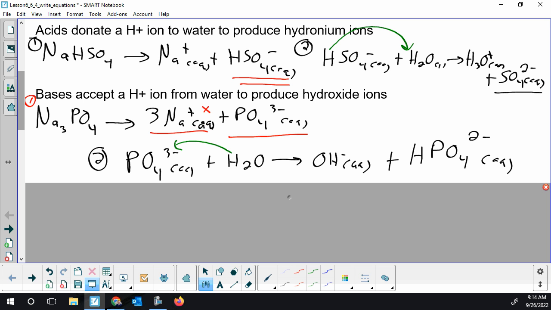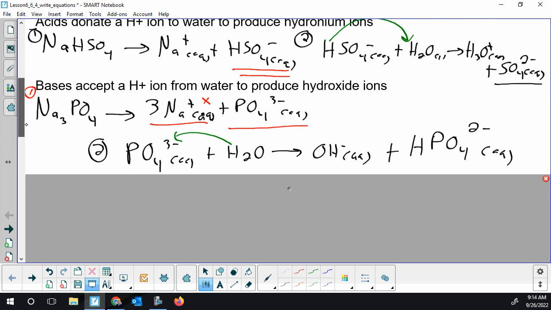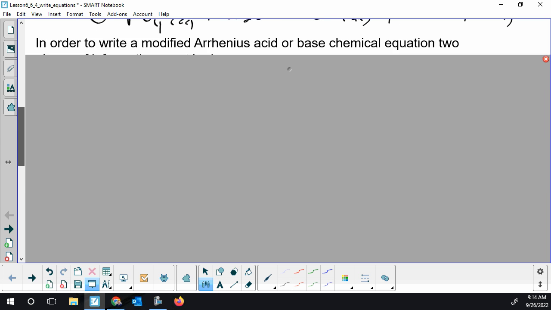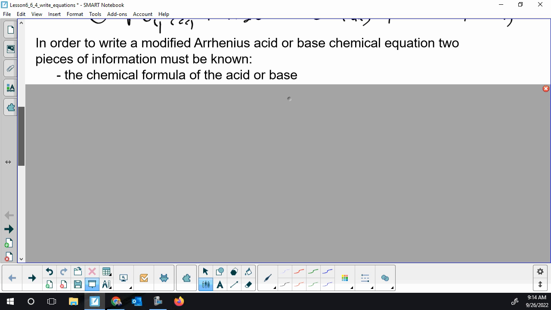This looks different than the group 1 and 2 cations with hydroxide that we saw previously. So that's some examples of what we're going to do in practice, getting sort of written steps instead of oral. So in order to write a modified Arrhenius equation, be it for an acidic or basic species, we need some information about the chemical formula. We may have to remove some spectator ions, or you'll be doing that in probably 80% of the questions.